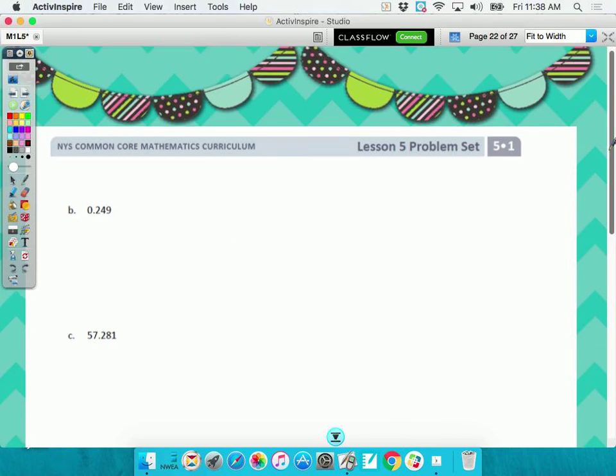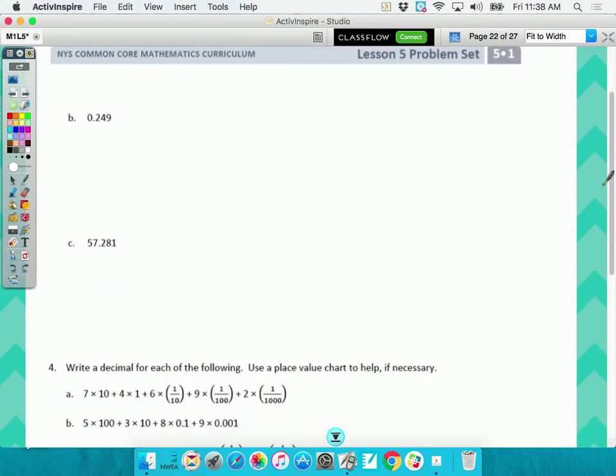On number 3, I'm changing the directions just a little bit, okay? It said to write decimal or fraction expanded form, and I'd like to do both of them. So go on to the back of the page, and you should see this number. What is that number? 249 thousandths. Okay, now the directions say to put it on a place value chart.